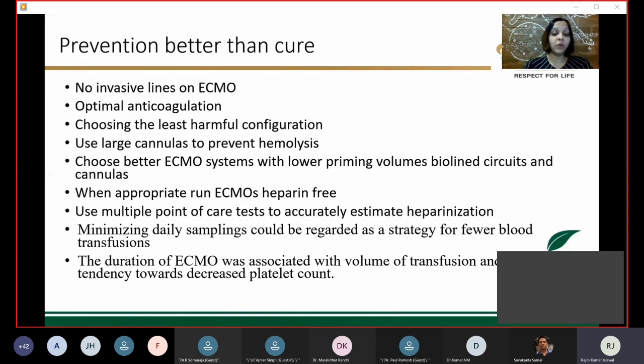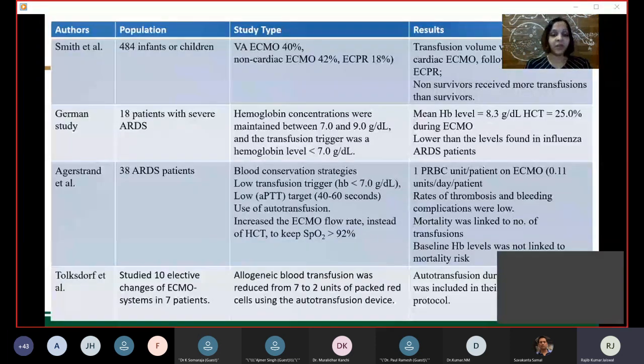The duration of ECMO was associated with volume of transfusion and a tendency towards decreased platelet count. Hence, it is recommended to attempt to shorten the duration of ECMO. Furthermore, minimizing daily sampling could be regarded as a strategy for fewer blood transfusions.